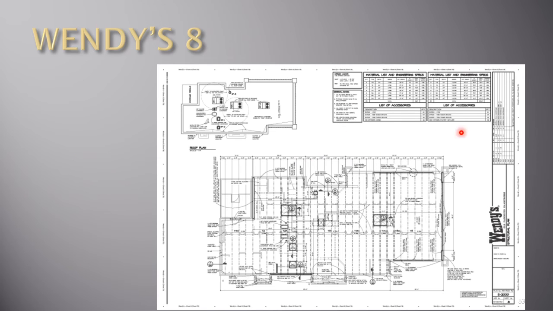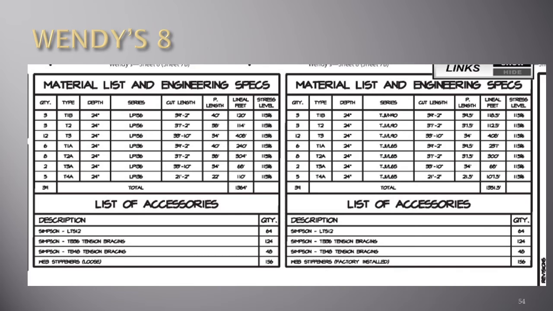We turn to this area up here with the material. When we look at the material list and engineering specs, we see T4A called out, 5 required. T2 called out, 3 required. This is a TJI L90. This is a T4A or LPI 56. We also see a list of accessories, a Simpson LTS12.